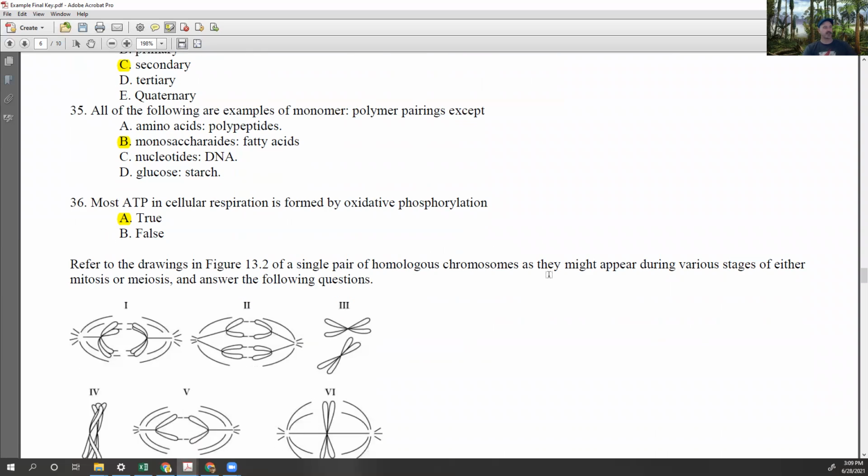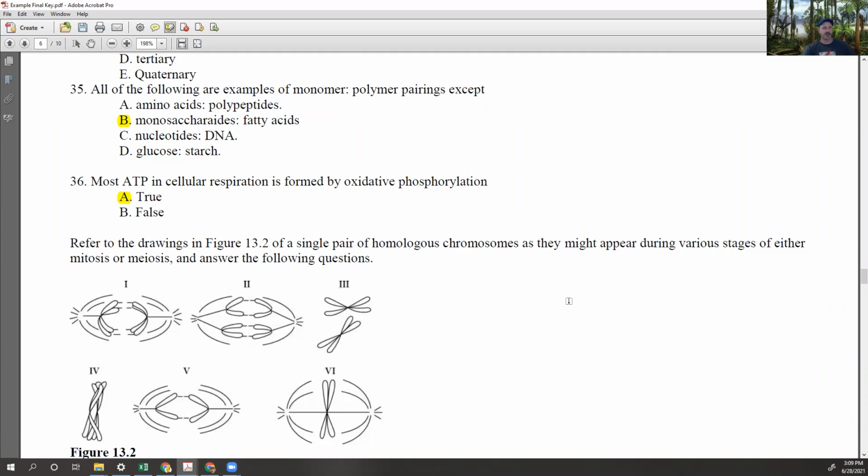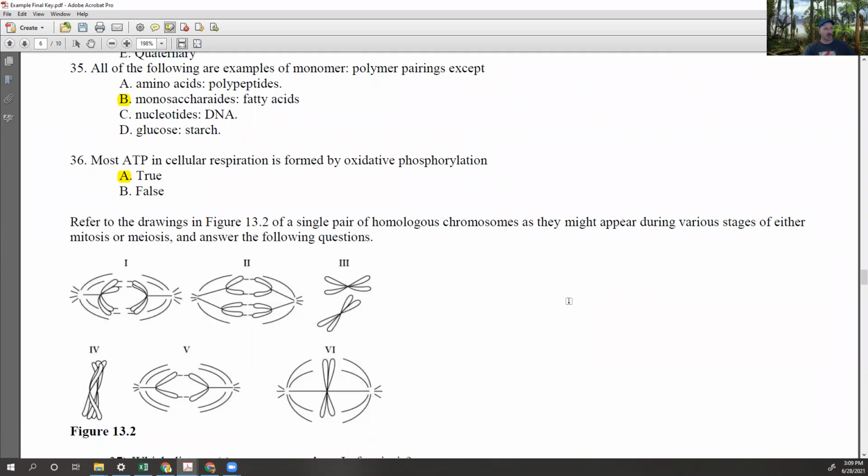36, most ATP in cellular respiration is formed by oxidative phosphorylation. That is true. So if it was substrate level phosphorylation, then that would be false.